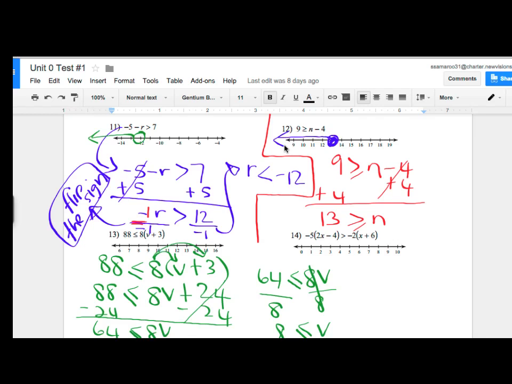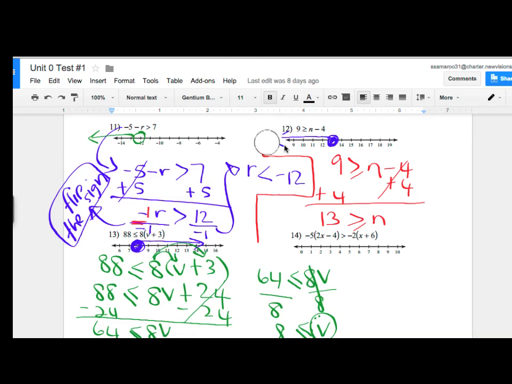So remember, graphing this, I need to read from my variable first. I need to read from here. So this is read as v is greater than or equal to 8. Because it's greater than or equal to, I'll have a shaded circle. Anything greater than will go to the right.